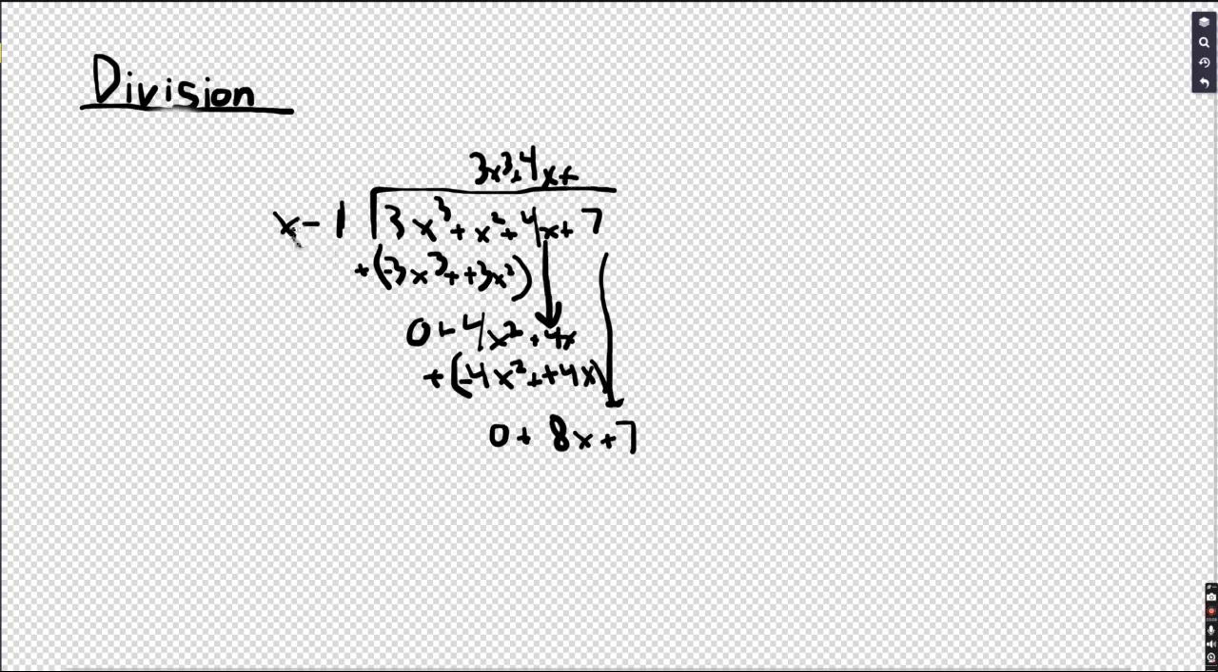Now x times what is equal to 8x? We just multiply it by 8, so we have plus 8. Minus, distribute the negative. We get 0 plus 15. And look at that, our remainder is 15. So the polynomial remainder theorem is a very easy way to find your remainder without actually doing the division, and I'll show you in a minute why this is important.